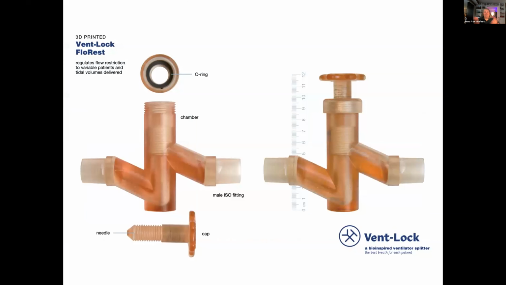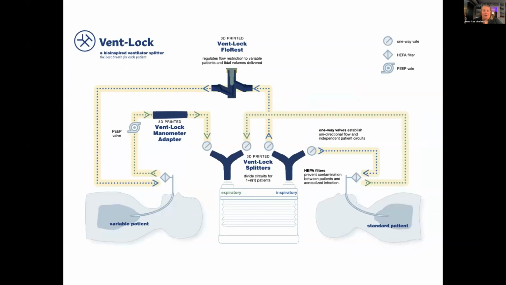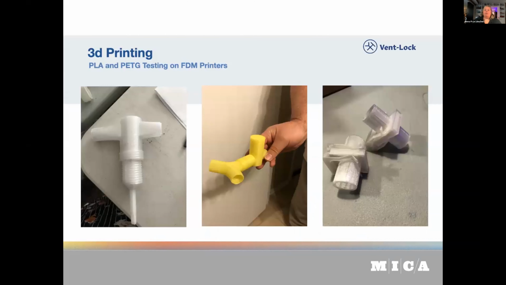Now, this is the final project. This is printed out of a biocompatible resin. This is the final Ventlock, if you will. And this is basically how it works as a splitter. And this is a diagram we helped them with. What I wanted to show you was the part that I worked on, because of course that's what I understand the most. These are the prototypes that I printed at home of the different models that they had.